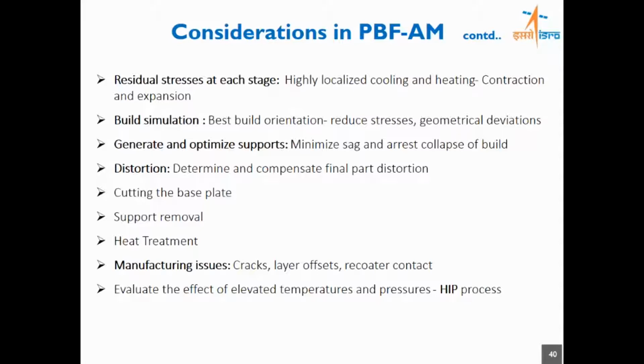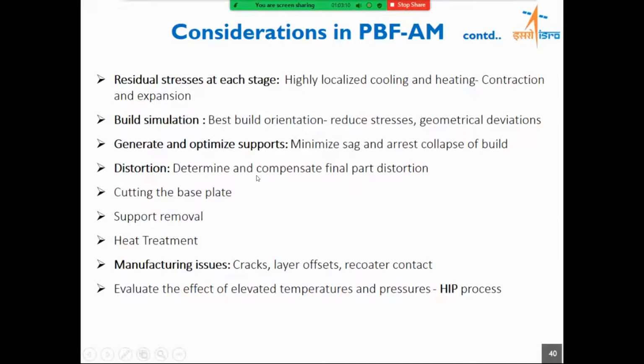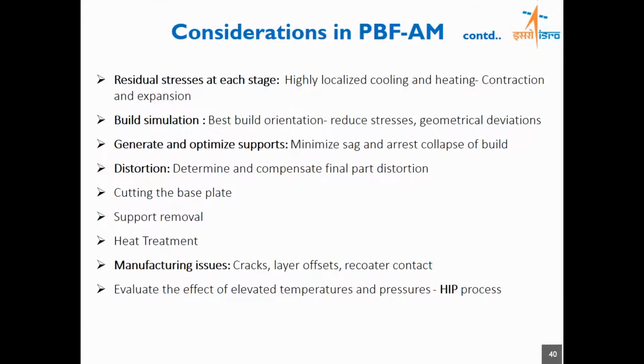Normally, what can happen if you don't provide optimum supports? And of course the distortion, as we discussed earlier, we need to compensate for the distortion as far as possible. Normally, based on the simulation software, it gives a distortion prediction model, and we try to generate a compensated STL file and then feed that compensated STL file to the printer so as to take care of the distortion. And after printing, there is no distortion. And cutting of the base plate after this, post processing, the support removal, heat treatment, all these are very critical.